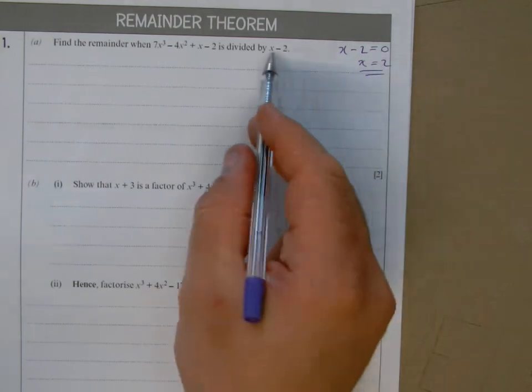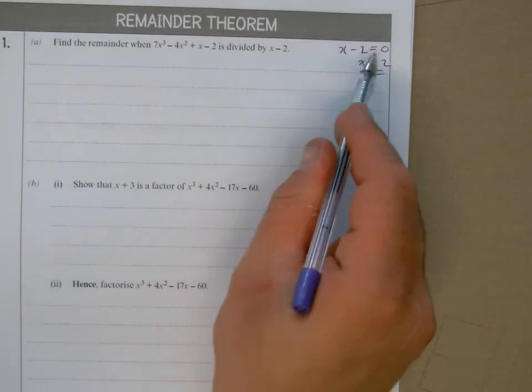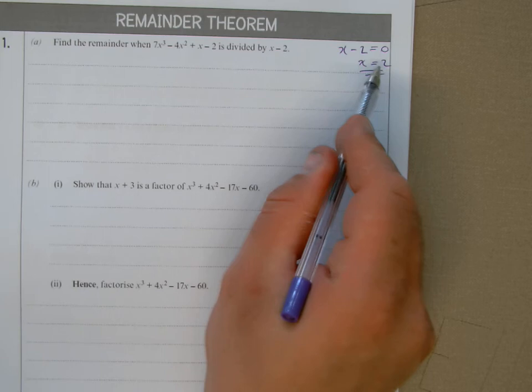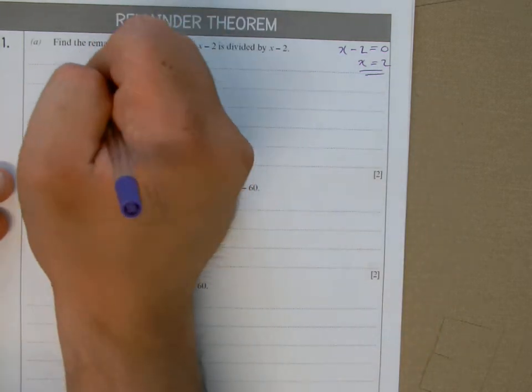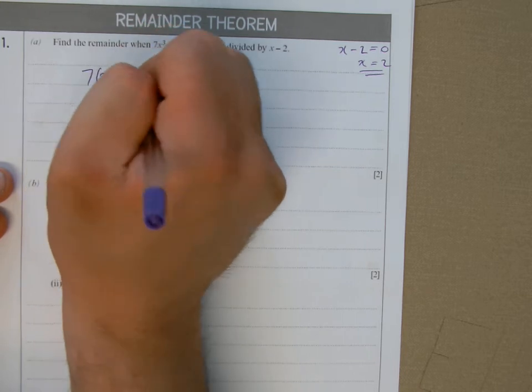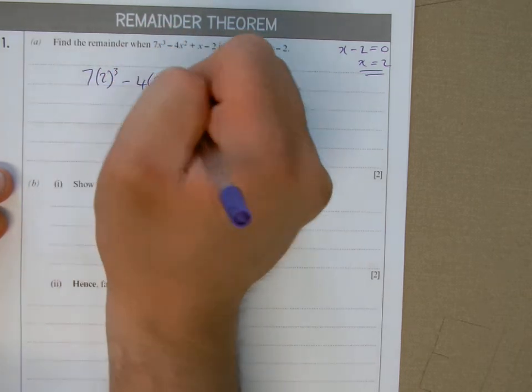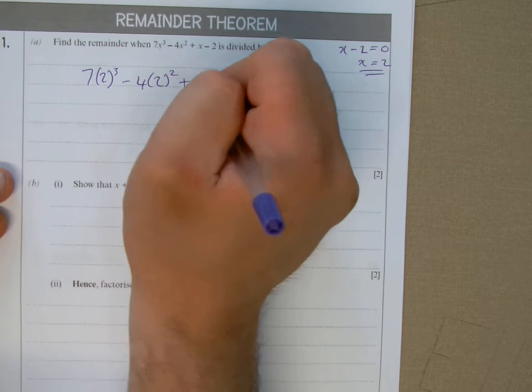Okay, so that's all you do: whatever that is there, put it equal to 0, take it over, and then you've got your x value. So we sub that in. We put it in there, so x cubed means 2 cubed, x squared means 2 squared, and then you've got the 2 there, and then minus 2.